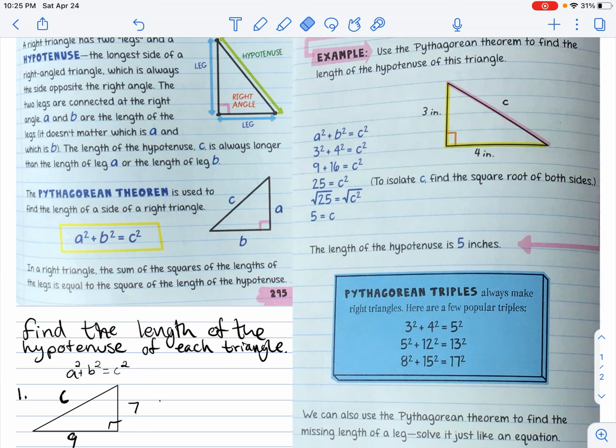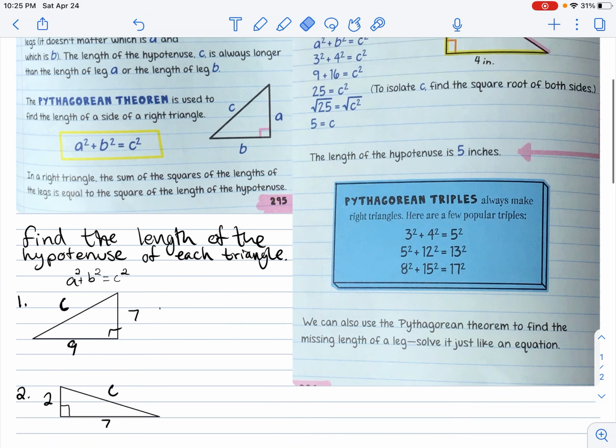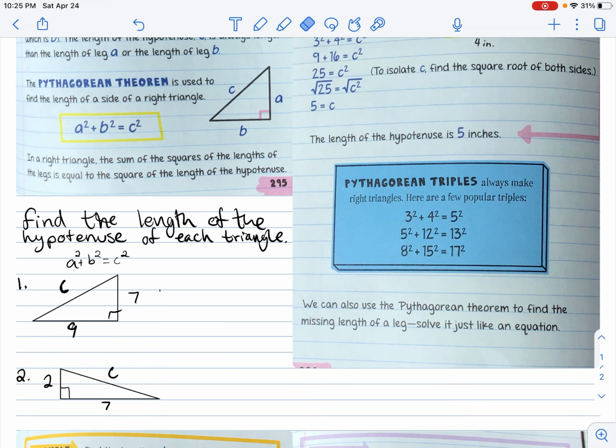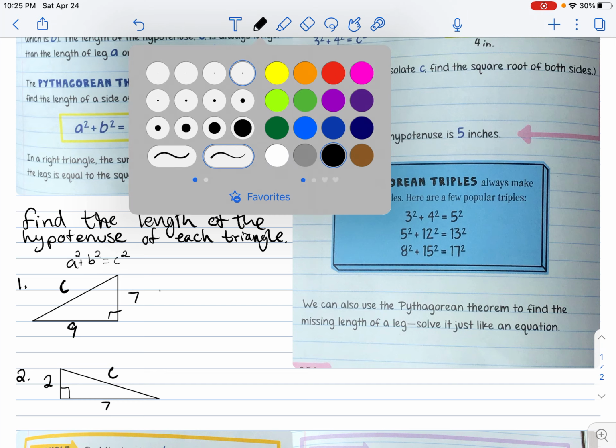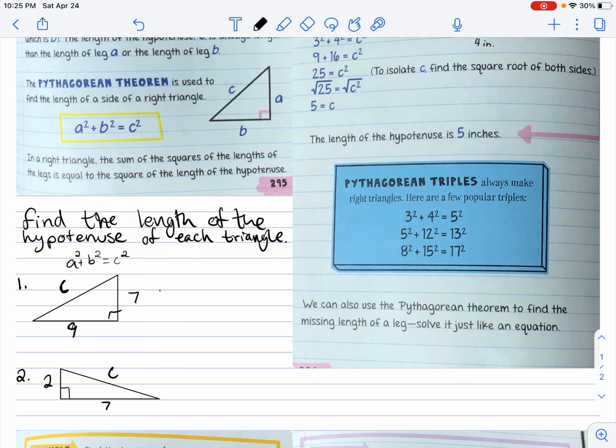All right, here we've got a couple more examples we're going to go over. Here we want to find the length of the hypotenuse. We've got a leg that's 7, which we'll use as our A. So A squared plus B squared equals C squared.